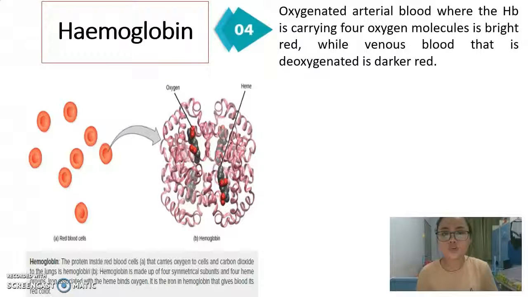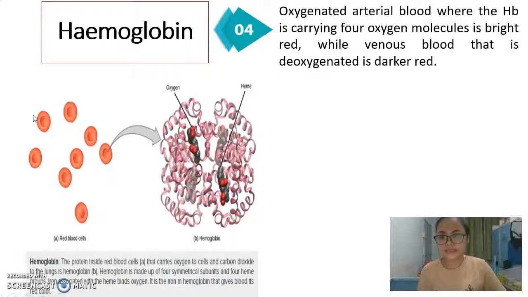Molecules with more oxygen bound to the heme group are brighter red. So oxygenated arterial blood, where the hemoglobin is carrying 4 oxygen molecules, is bright red, while venous blood that is deoxygenated is darker red.